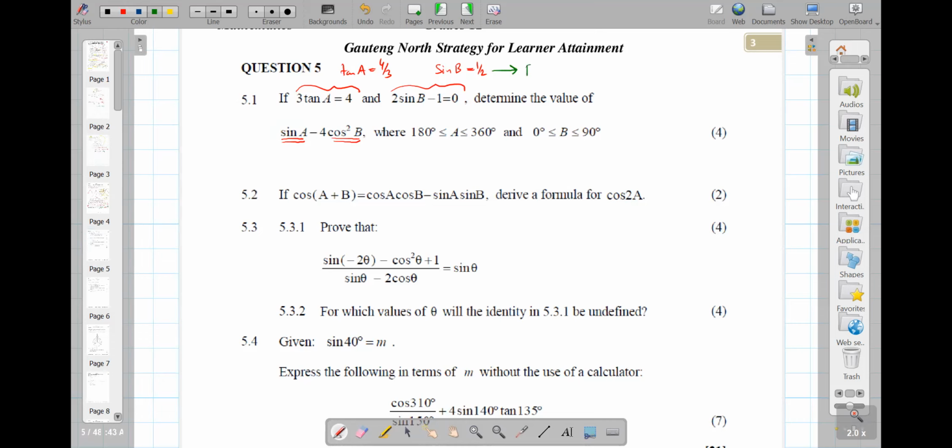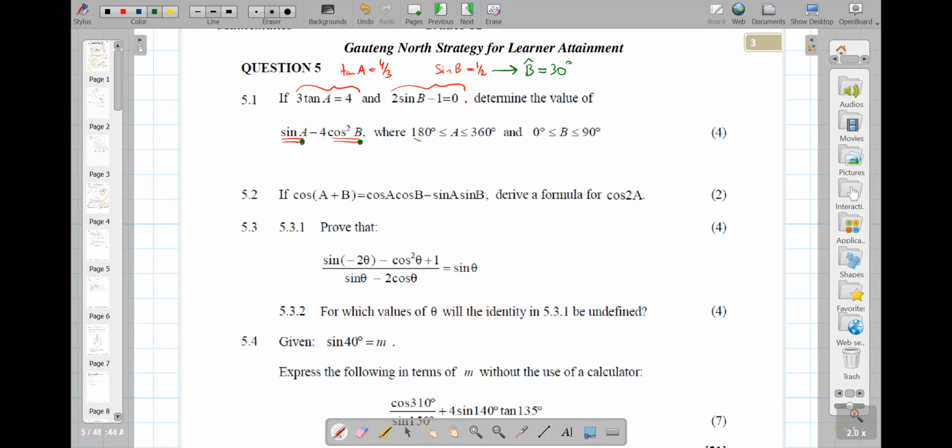What is the angle B? Angle B, what makes a sine 1/2? It's the special angle 30 degrees. So now I will substitute B with 30. Good. What about A? What angle is A? Then you will use a calculator. Tangent inverse 4/3 will give you the angle value A.